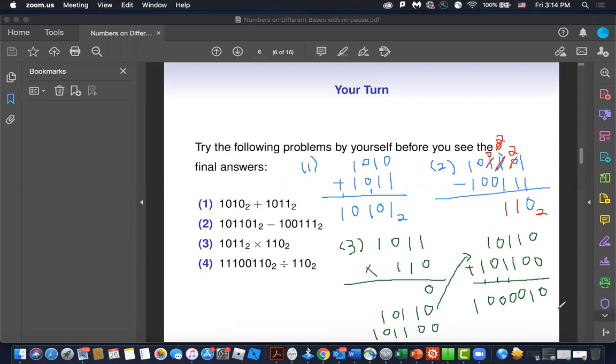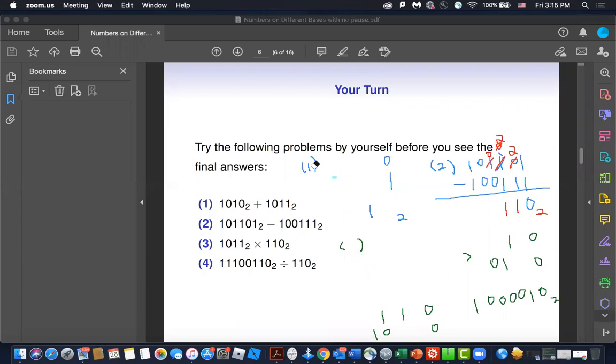Yeah, so that is the final answer. Okay, 1, 0, 0, 0, 0, 1, 0. 7 digits, yeah. Okay, so we have done addition, subtraction, multiplication. Let's do division. Okay, we probably need more space.